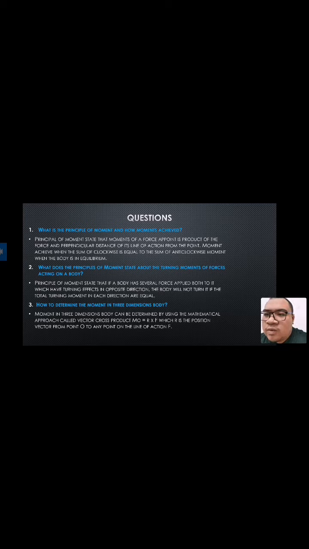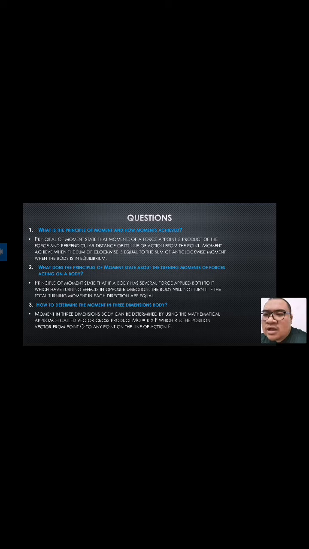Next, what does the principle of moments state about the turning moments of forces acting on a body? The principle of moments states that if a body has several forces applied to it which have turning effects in opposite directions, the body will not turn if the total turning moments in each direction are equal.